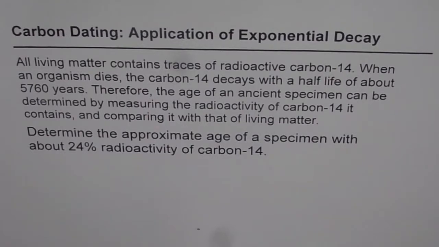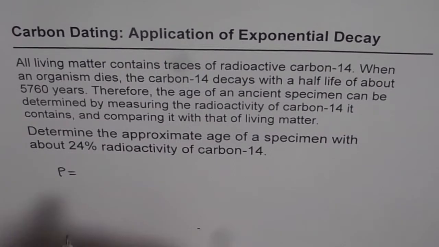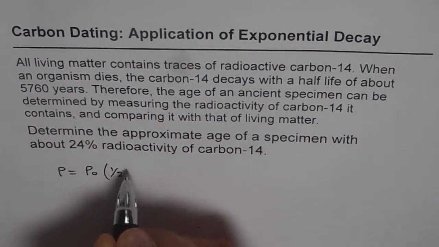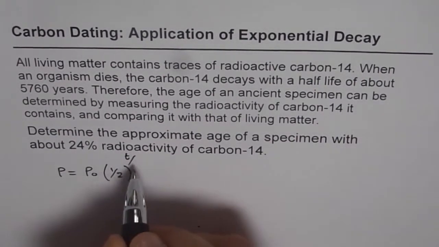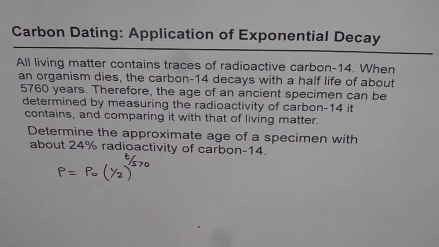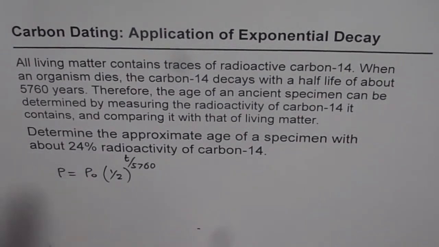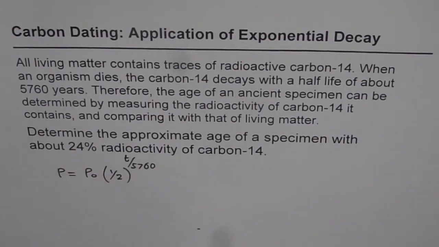So let's begin with the formula, which is the percent of carbon-14 remaining is equal to initial amount times half to the power of T over H, where T is time and half-life is given to us as 5760. Now, in this particular case, we are given 24%. That means if you start with 100, 24 is the remaining. That is what it means when we say 24% radioactivity of carbon-14, correct?